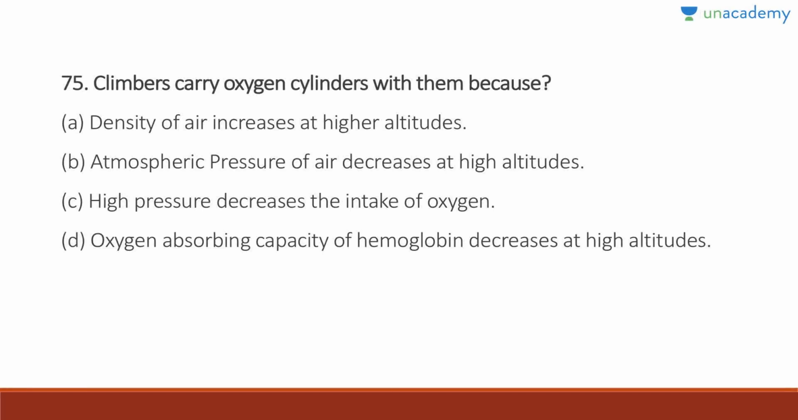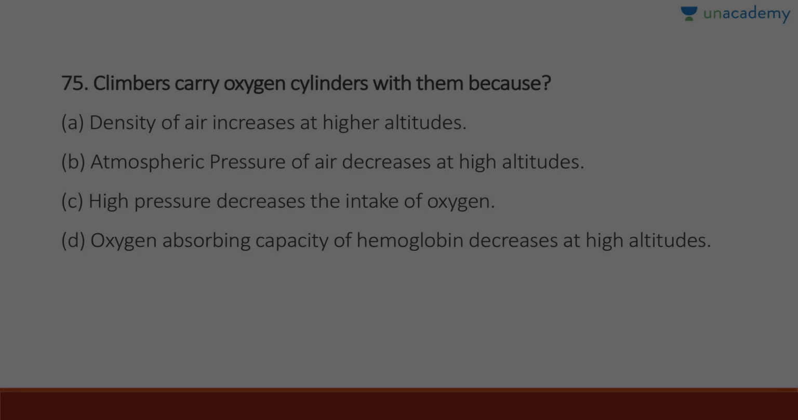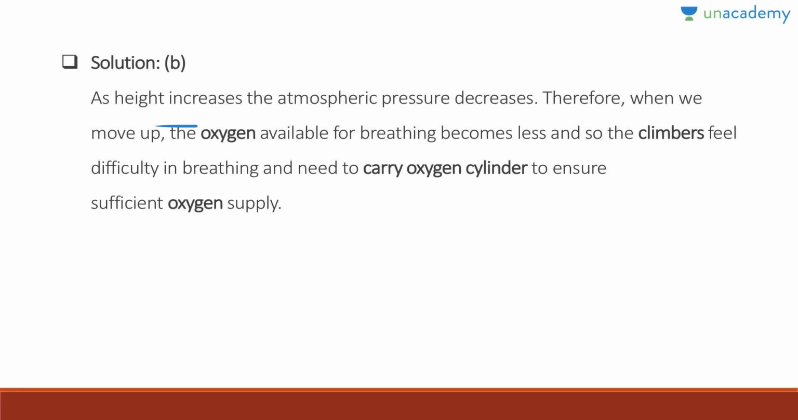And then 75. Climbers carry oxygen cylinders with them because, as you go up, as the altitude increases, air becomes thin. Atmospheric pressure decreases. So it becomes very, very difficult to breathe because oxygen supply decreases. And if you go on top of Mount Everest without oxygen cylinder, you will not be able to survive for long. Answer here is B. So as the height increases, atmospheric pressure decreases. When we move up, oxygen available for breathing becomes less and less. Air becomes thin and thin. Climbers feel difficulty in breathing. They might faint and die very quickly. They need to carry oxygen cylinders to ensure sufficient oxygen supply.